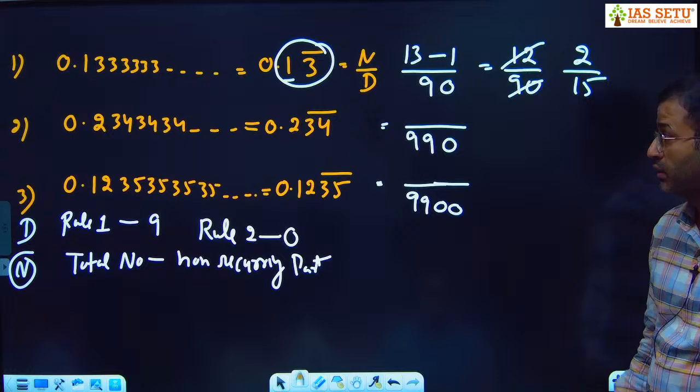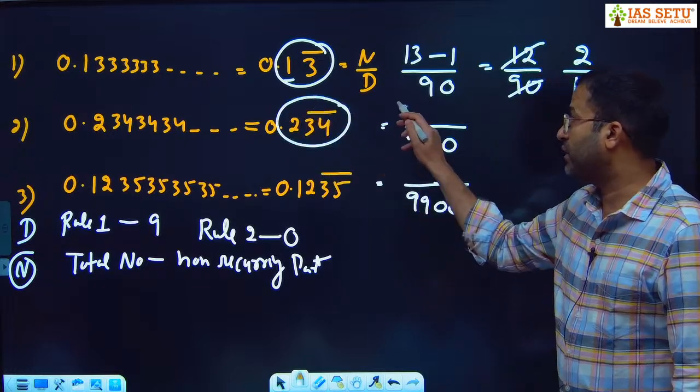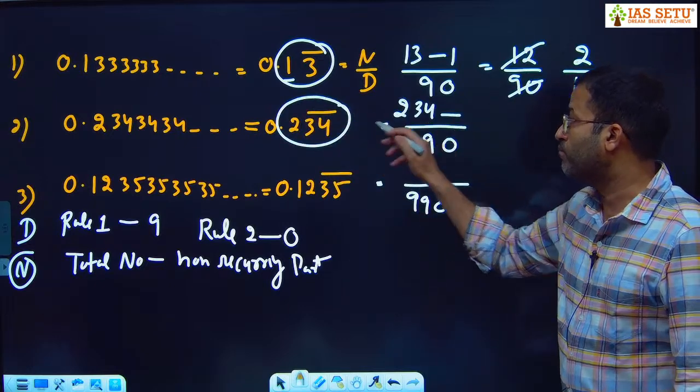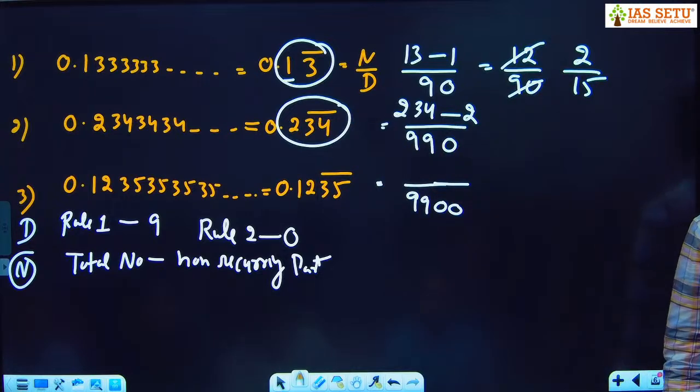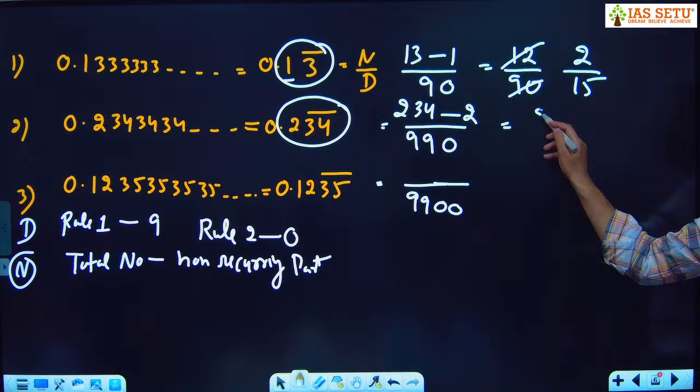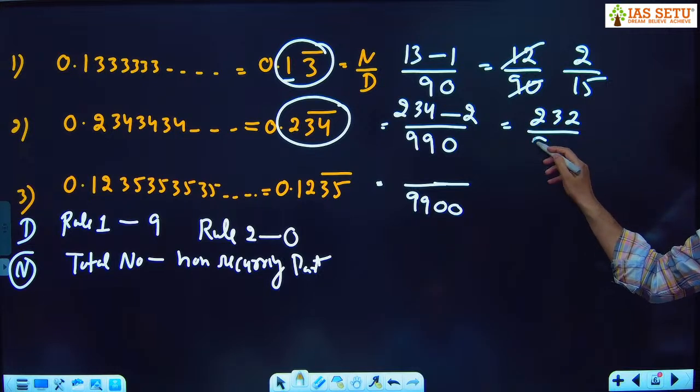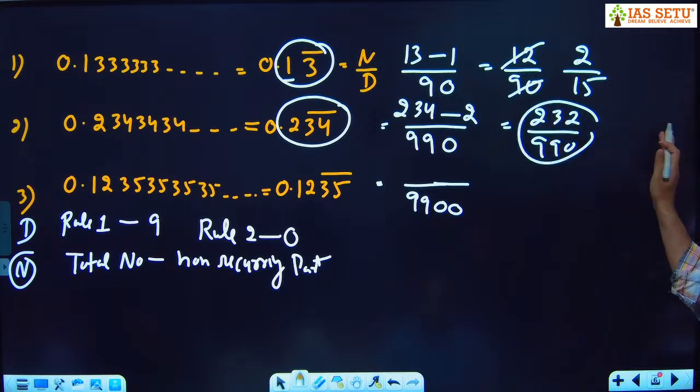Simplification can be done. Total number 234 minus 2. Some students by mistake write 234 minus 34. No, total number minus the non-recurring part, that which is not repeating. So it is 232 upon 990. You can simplify.